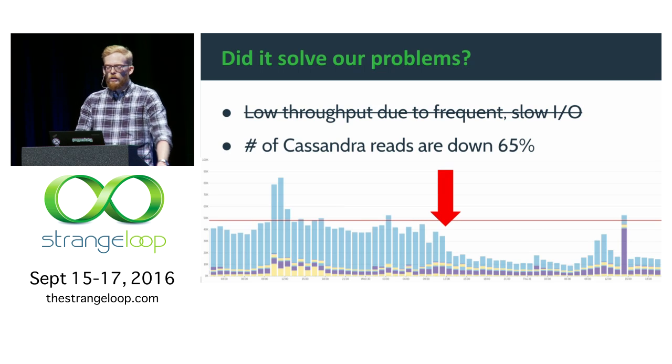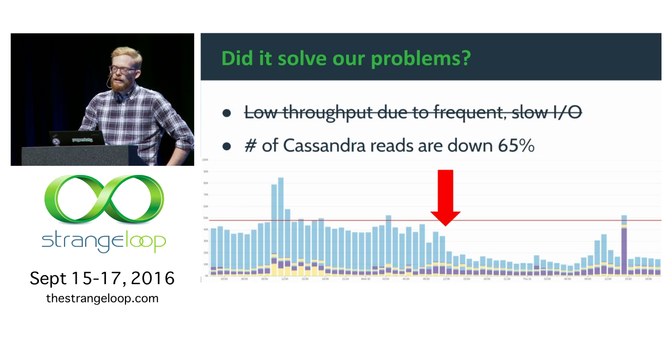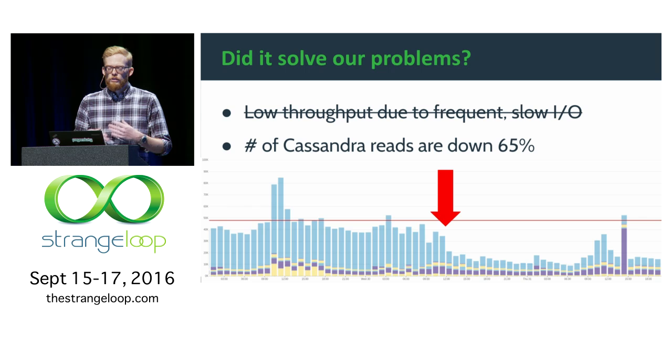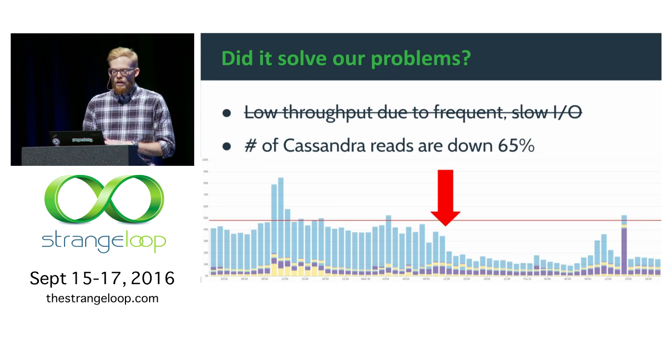I also said that the old work queue had low throughput because it was frequently accessing Cassandra. With the new scheduler, Cassandra access is down 65%. And this is because the new scheduler polls for tasks at a much longer interval. It can do this because Kafka is always feeding it new tasks. This is actually a graph of the number of Cassandra reads in production on our guinea pig service. We switched over to the new scheduler at the red arrow, and you can see that the number of Cassandra reads drops quite dramatically.